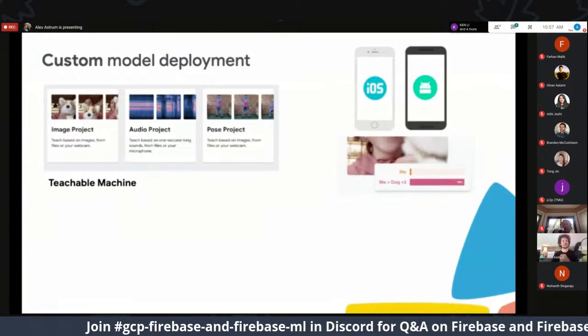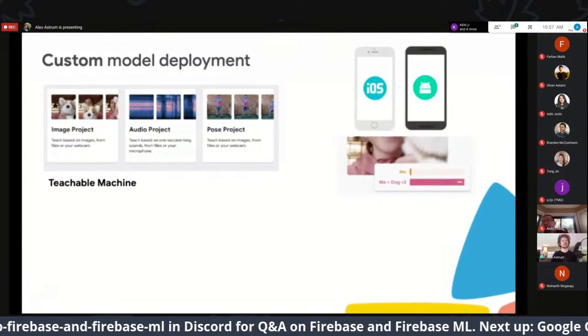Now let's look at a few examples. The first example would use a custom model deployment.